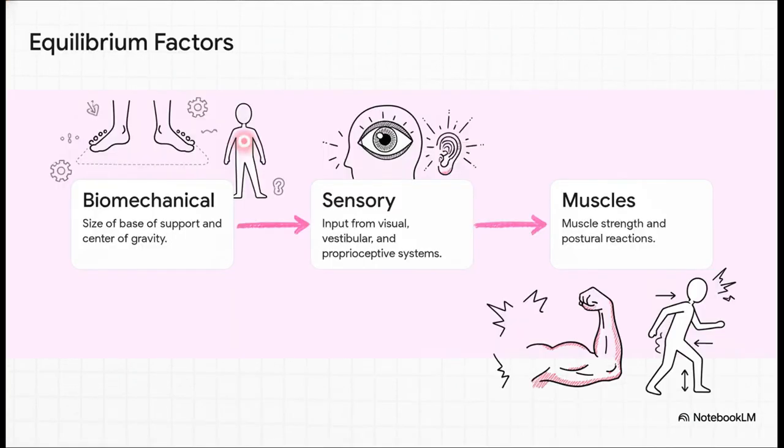And maintaining that balance? It is definitely not just a simple physics or math problem. It requires a rapid-fire symphony happening inside your body. It relies on biomechanical positioning, like how wide your stance is. It simultaneously requires constant sensory input from your eyes, the vestibular system in your inner ear, and proprioception. And finally, it demands musculoskeletal reactions. You need the actual physical muscle strength and coordination to quickly adjust your hips or ankles to correct your posture the split second you start to sway.